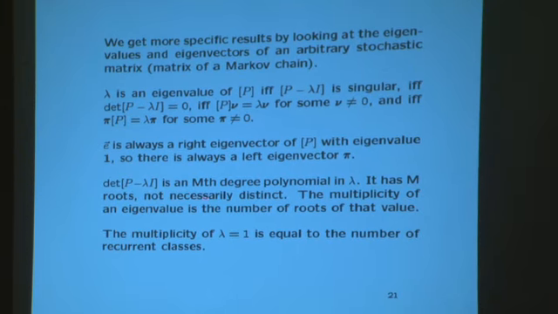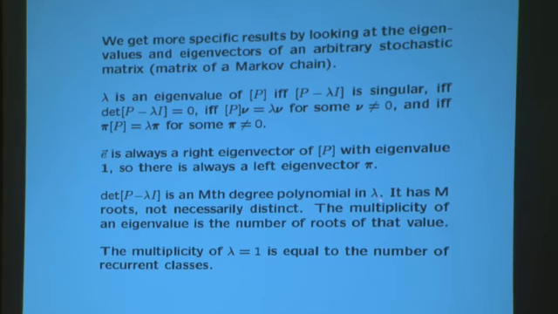This determinant is an nth degree polynomial in lambda. Nth degree polynomials have m roots. They aren't necessarily distinct. The multiplicity of an eigenvalue is the number of roots of that value, and the multiplicity of lambda equals 1. How many different roots are there which have lambda equals 1? Well, it turns out to be just the number of recurrent classes that you have.